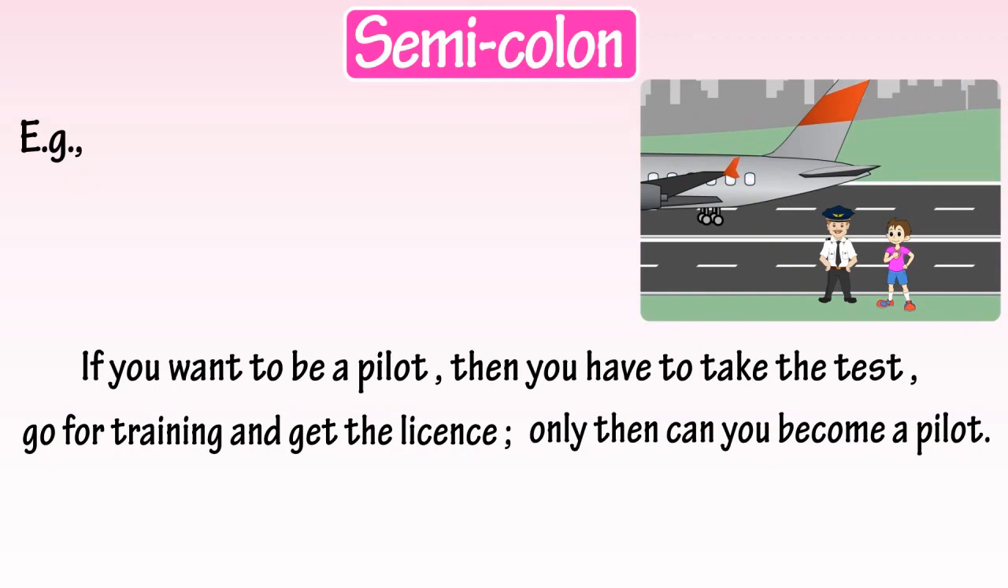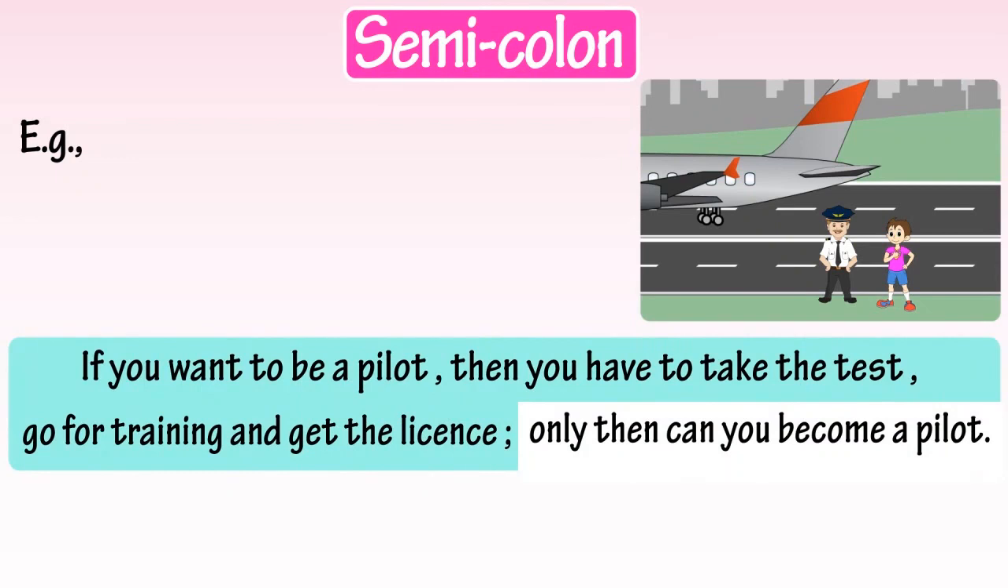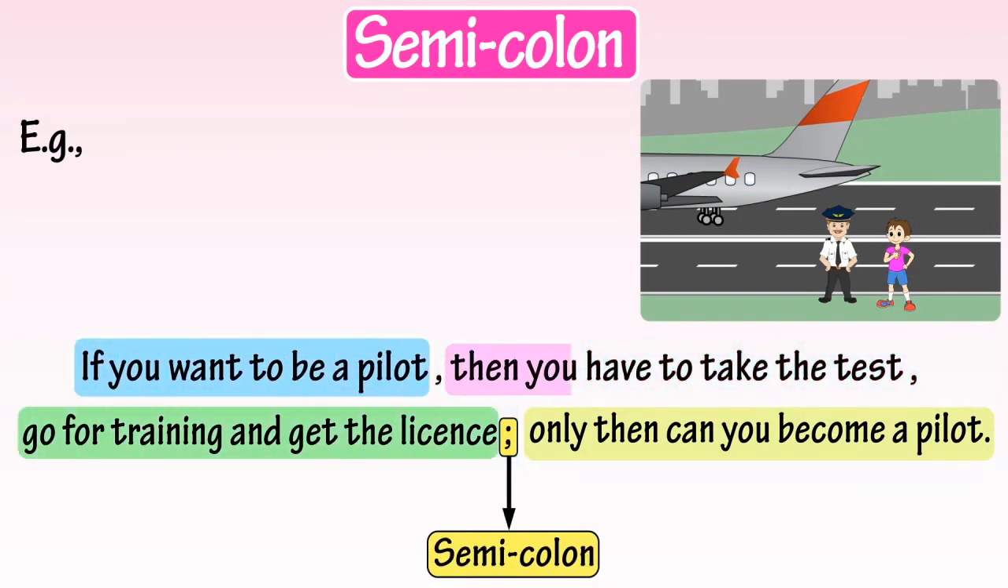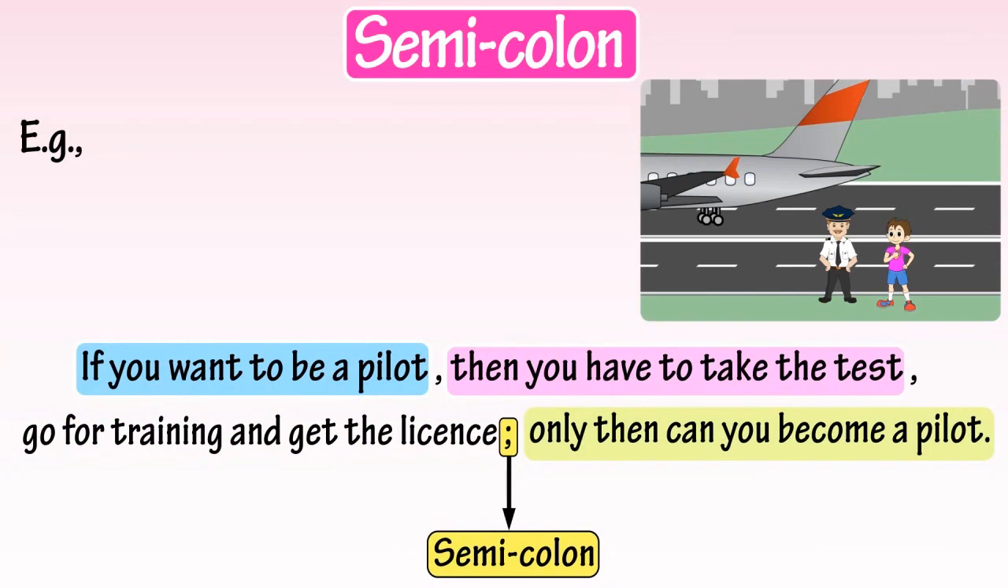Here again, in the first part of the sentence, we have 3 short sentences that are required to be joined together or separated from the rest of the sentence with a larger pause. So, we have used semicolon for that. We have 3 parts in the first part of the sentence. If you want to be a pilot, then you have to take the test, go for training, and get the license. Some short sentences are joined together using a semicolon. This semicolon indicates that the initial short sentences explain one thing.